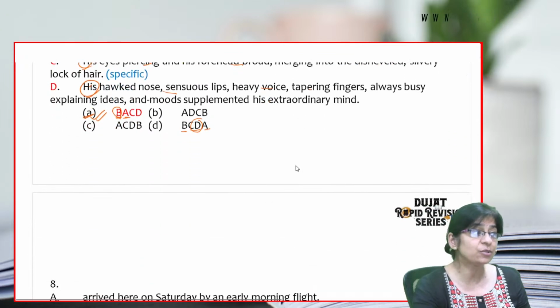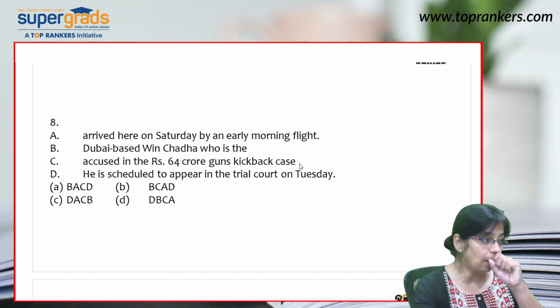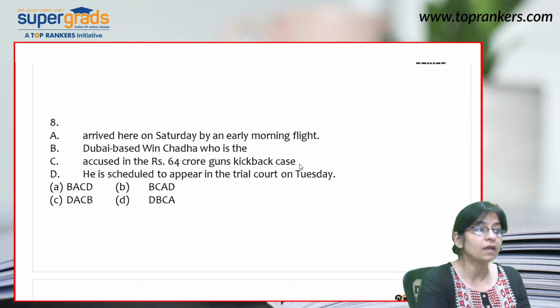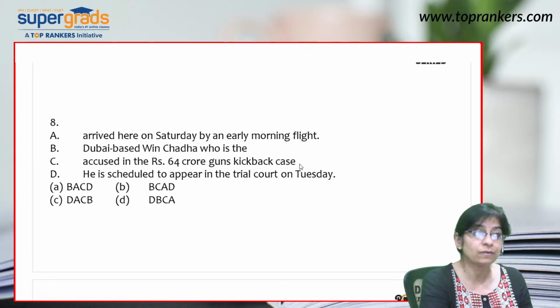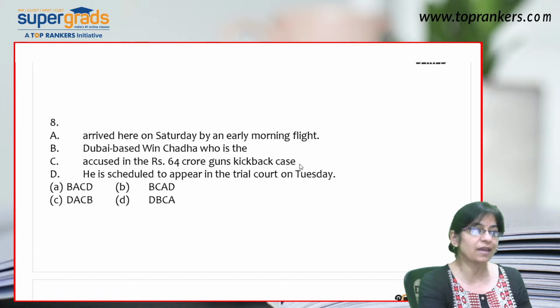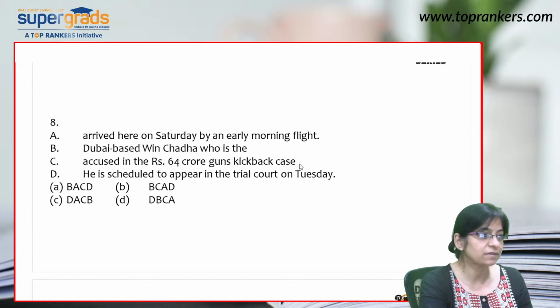Okay? Now, let's do another one together. Another very good statement and a very good para jumble. So again, an open para jumble. Arrived here on Saturday by an early morning flight. Dubai-based Vin Chadda, who is accused in the rupees 64 crore gun kickback case. He is scheduled to appear in the trial court on Tuesday. I think I found my deciding factor, the word 'he'. Are we talking about this para jumble, number 8?